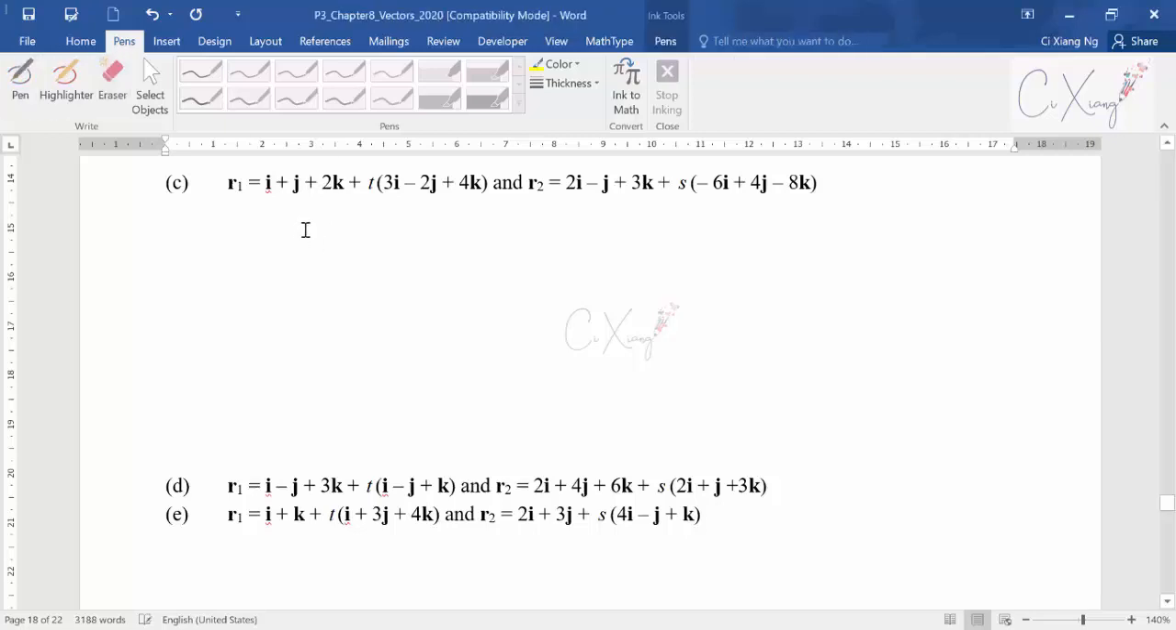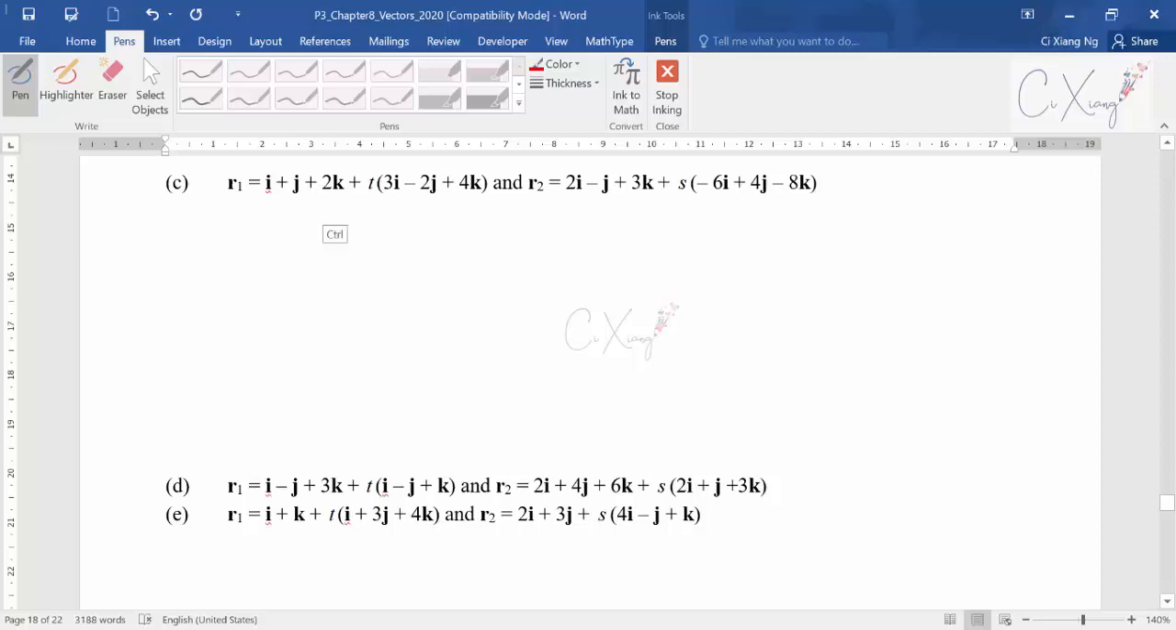Okay, so let's continue with example 16, parts C, D and E, which include the three-dimensional cases, to decide for a pair of lines whether they are parallel, intersect, or skew. These are all the 3D cases. You might have a few different results: either parallel, intersect, skew, or they can be the same line as well. Okay, so now let's start.